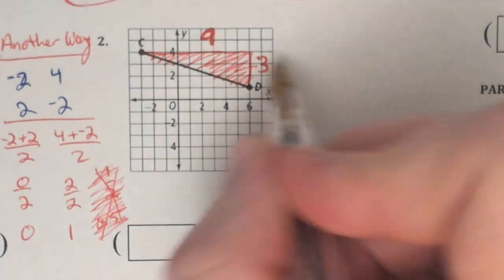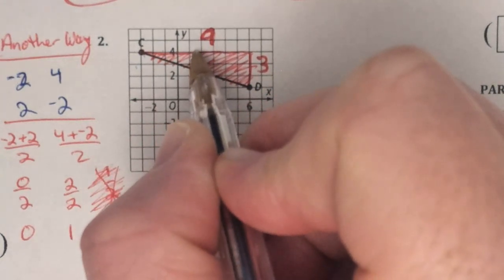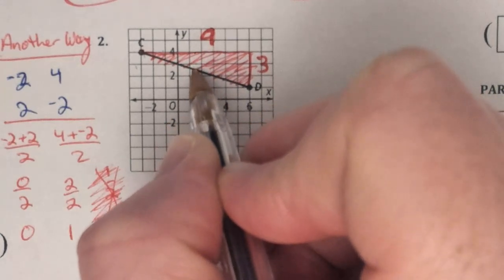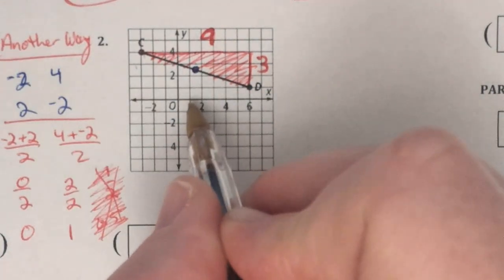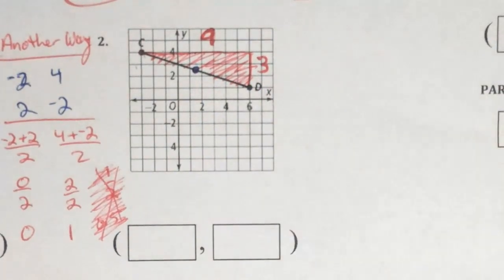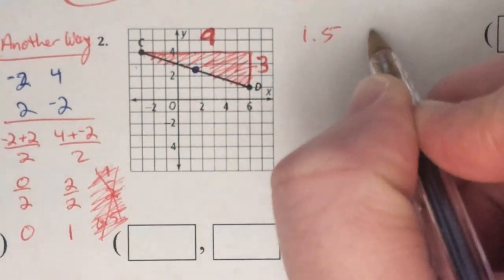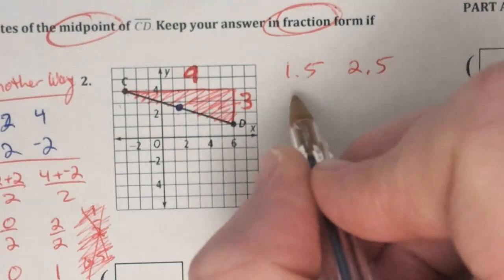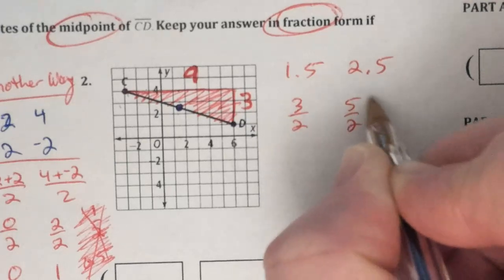All right, half of 9 is 4.5. 1, 2, 3, 4 and a half. And half of 3 is 1.5. 1 and a half. So right there. All right, where's that located? That is 1 and a half. So that's 1.5. And I went up 1, 2 and a half. So 2.5. But we need a fraction. This is not acceptable. So this right here, that is really 3 over 2, and that's really 5 over 2.